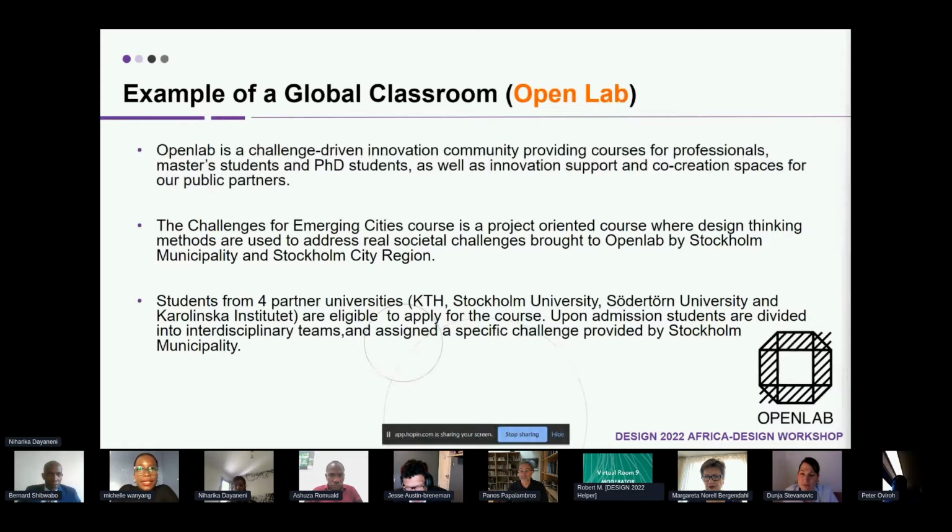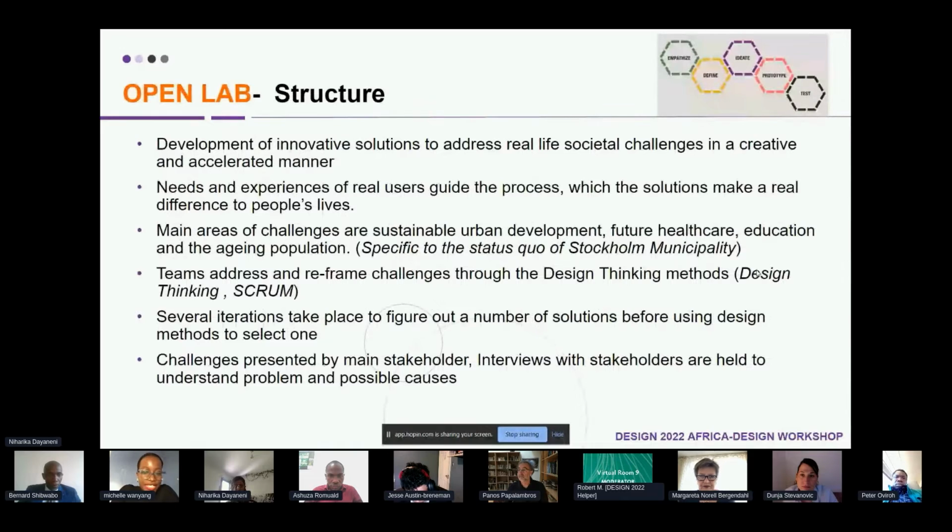What that would summatively mean is that we would be able to work in groups, and Harika, you could go to the next slide, to address some of the challenges that were presented by Stockholm city. Yeah. So what we do is develop innovative solutions that address challenges provided by Stockholm City Council. And what we'll do is that we'll work with real users and real stakeholders from the community.